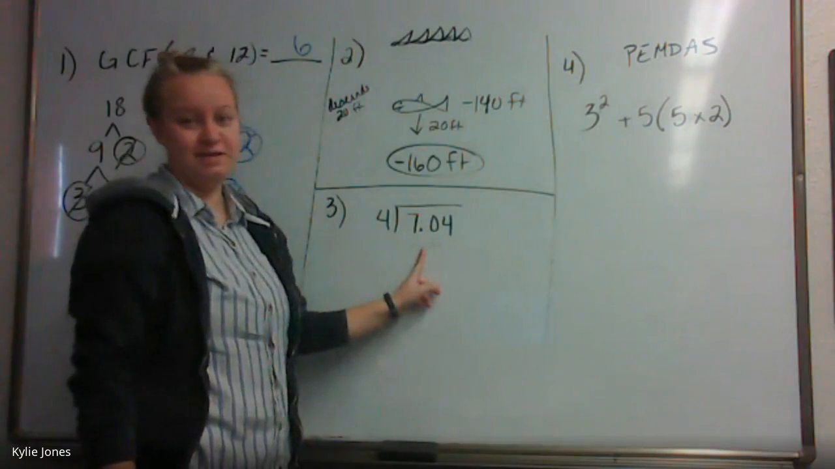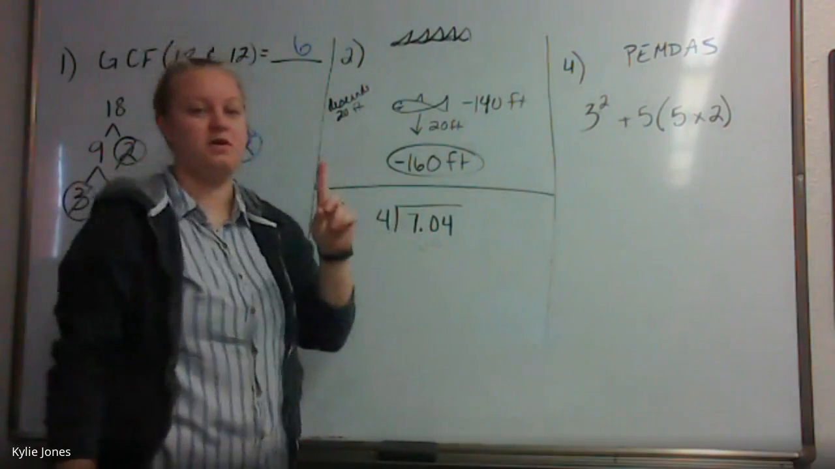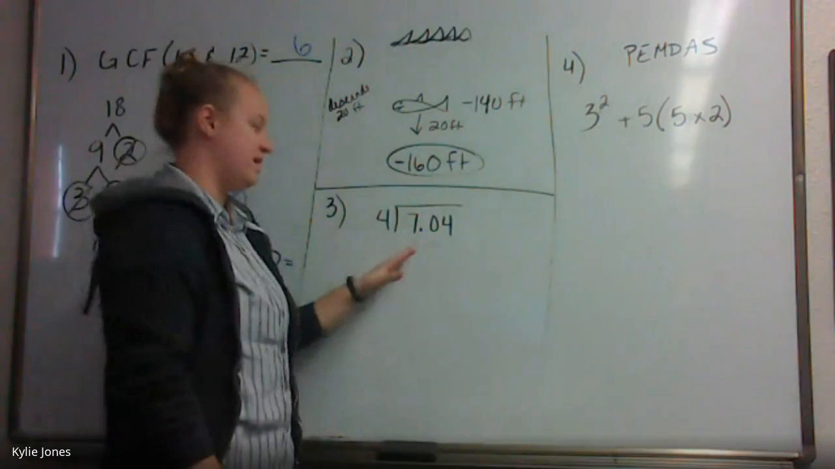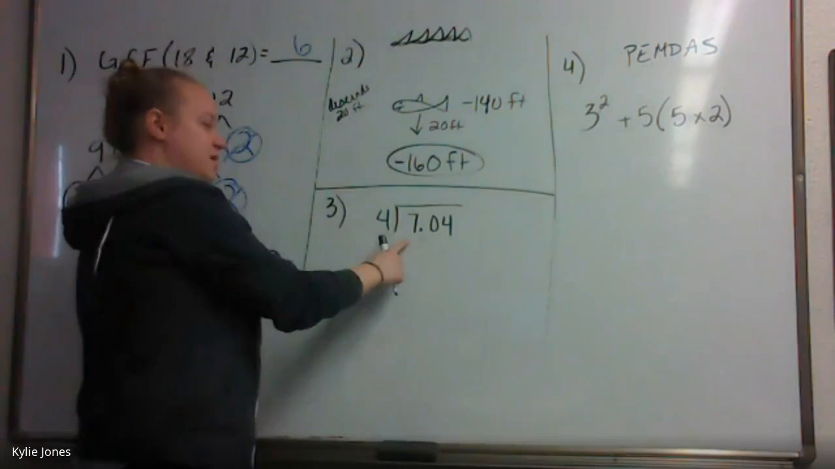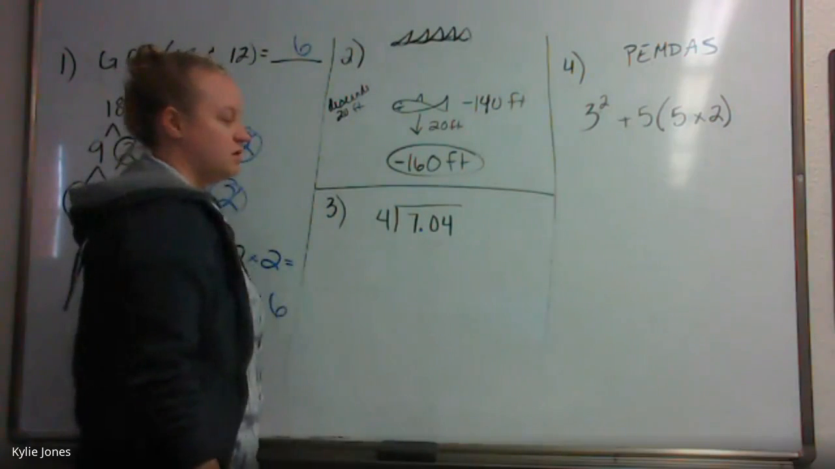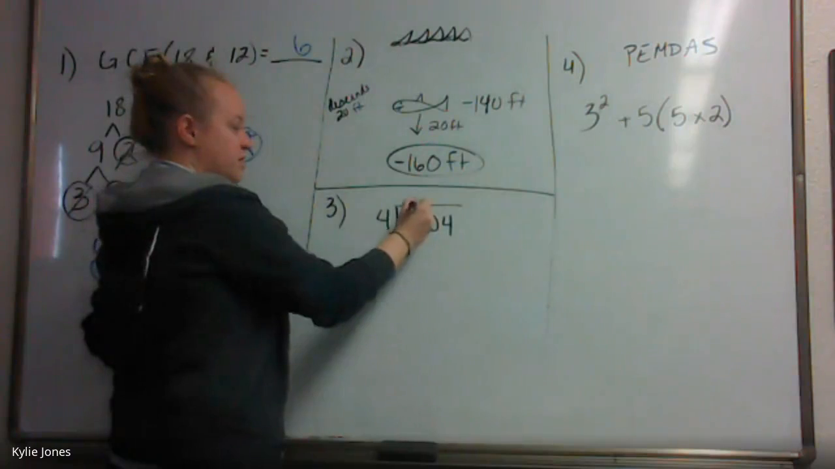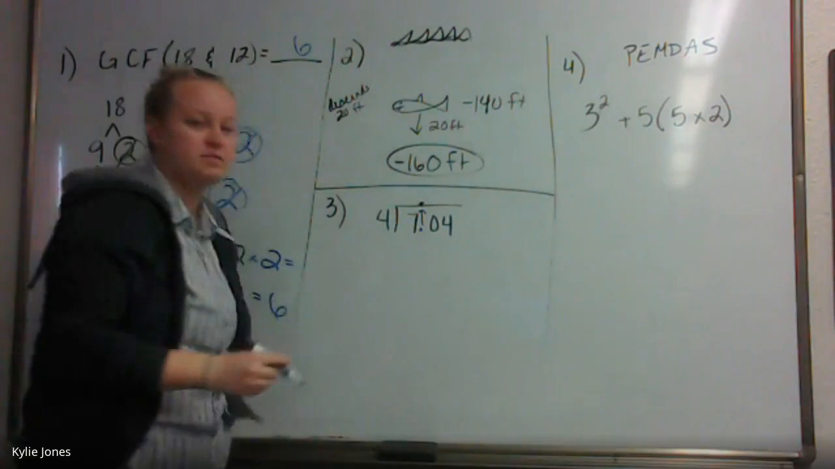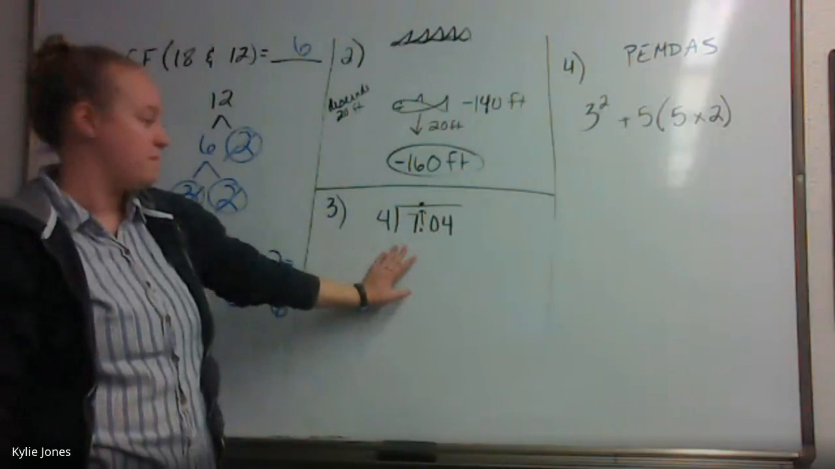Number 3, we had a piece of fabric that was 4 yards long, I believe, and it cost $7.04. And we need to figure out how much 1 yard costs. So we're doing a unit rate. We're just dividing here. 4 divided into 7 and 4 hundredths. First thing we need to do is bring up our decimal and make sure we have our decimal there.